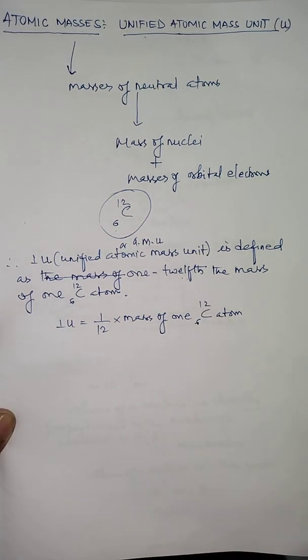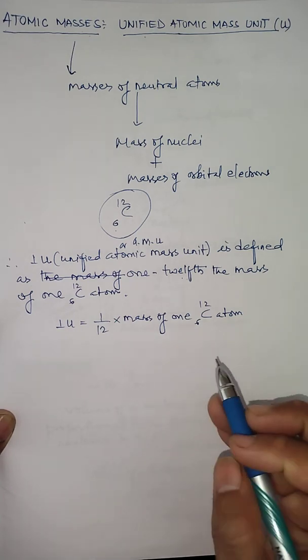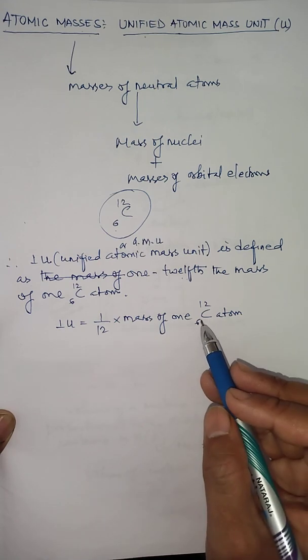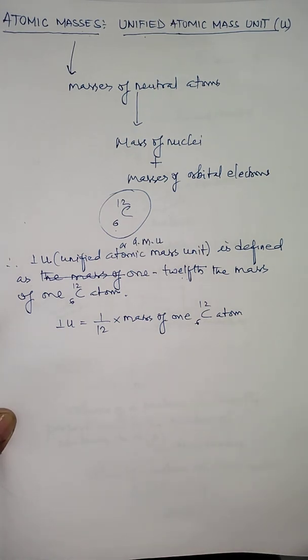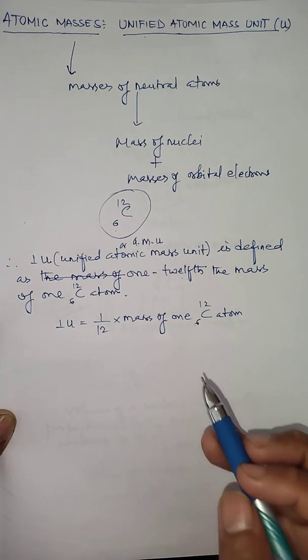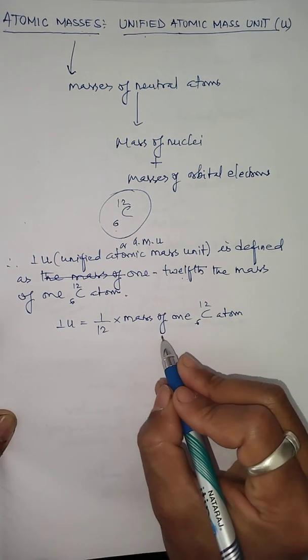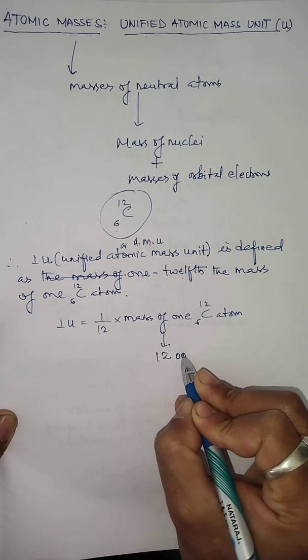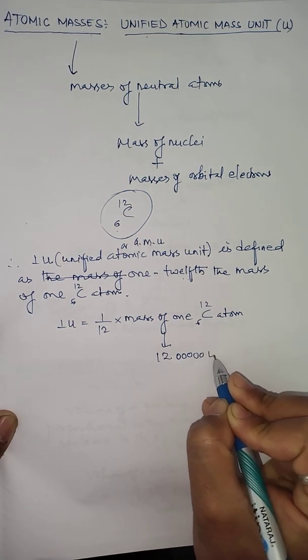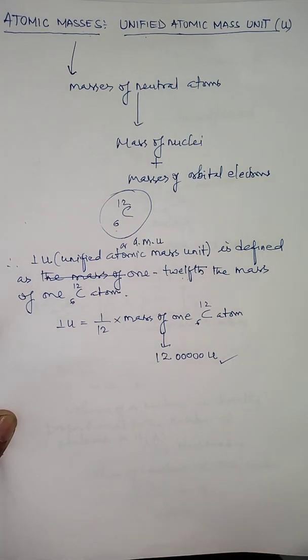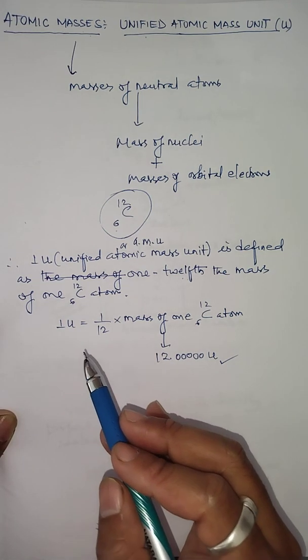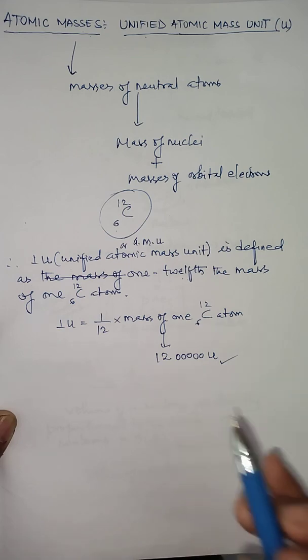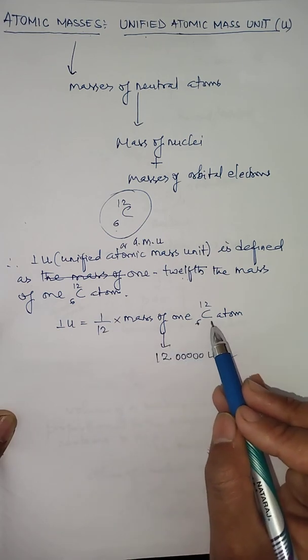As I said already, carbon is one of the most abundantly found elements in nature, having isotopes, and one of the stable isotopes of carbon is C-12. Now, by definition, the mass of a C-12 atom is exactly how much? The mass of a C-12 atom is exactly 12.00000 u. And u means what? Atomic mass unit. So one unified atomic mass unit is equal to 1 by 12 the mass of one C-12 carbon atom.